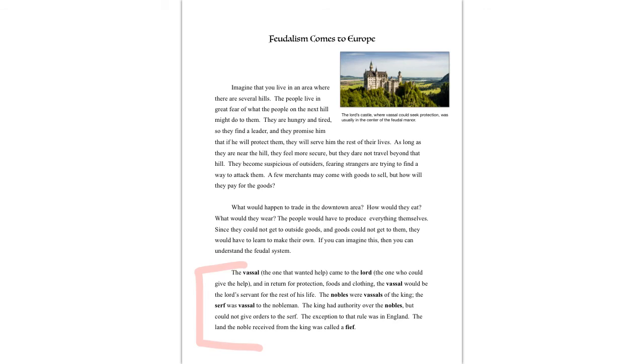In this paragraph, the author is describing, giving examples, giving lists. So, for example, the vassal is the one that wanted help. The lord is the one who could give the help. And what did they get in return? Protection, food, and clothing. The vassal is the lord's servant for the rest of his life. The nobles were vassals of the king. The serf was vassal to the nobleman. These are all characteristics or attributes for each of these words in bold print. So this short paragraph is an example of a description.